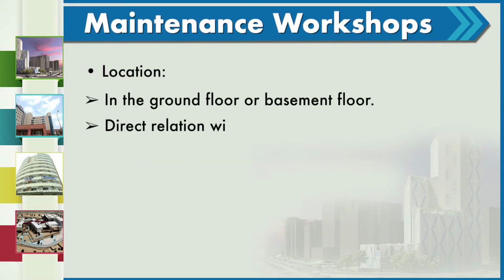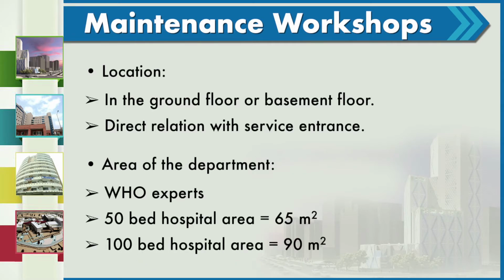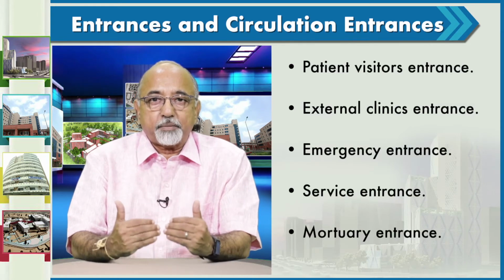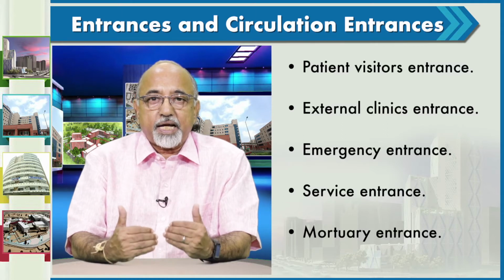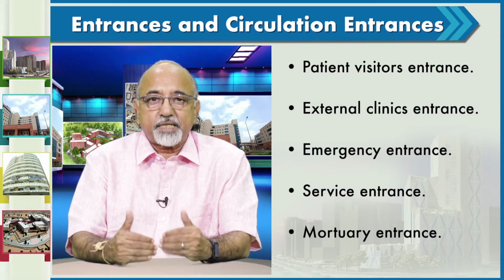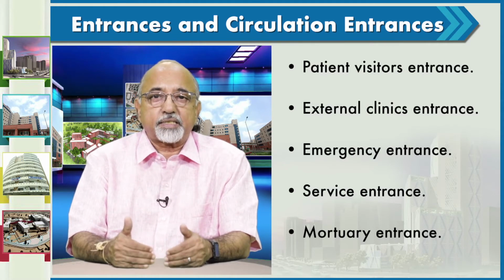Now the maintenance workshops. These should be located on the ground floor or basement, with a direct relationship with the service entry, and the area of the departments as per WHO experts is, for a 50 bed hospital, 65 meters square. For a 100 bed hospital, the area would be 90 meters square. So entrances and circulation: we have the patient visitors entrances, the external clinics entrances, the emergency entrances, the service entrances, and the mortuary exit.